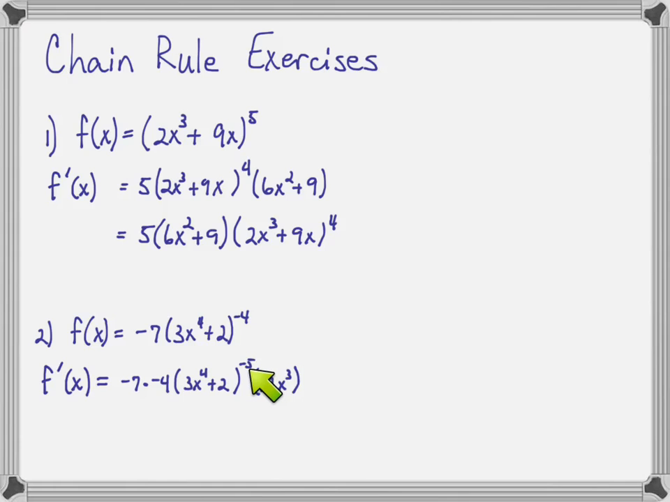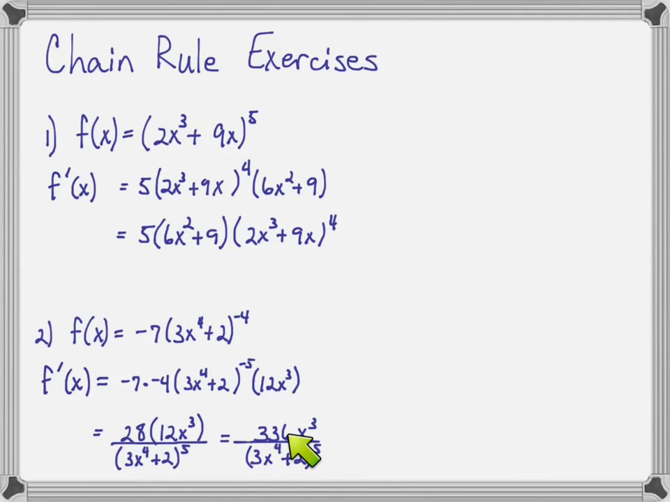Okay, now we've got to clean up our answer a little bit. We would never leave a negative exponent in our answer, so we'll be moving that to the bottom so it can be positive. The negative 7 times negative 4 make positive 28. Okay, now we've got monomial times monomial here, so we may as well go ahead and work out 28 times 12. 28 times 12 is 336. So we end up with 336x^3 all over that binomial to the fifth.